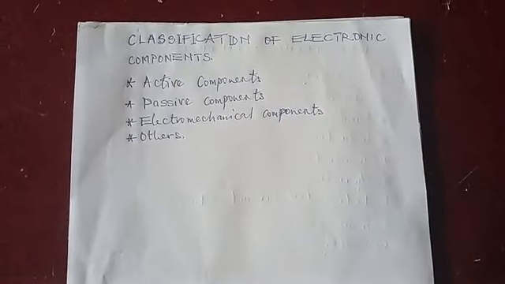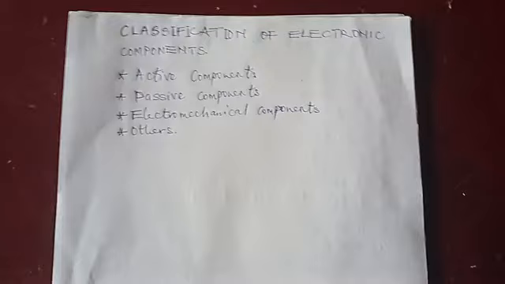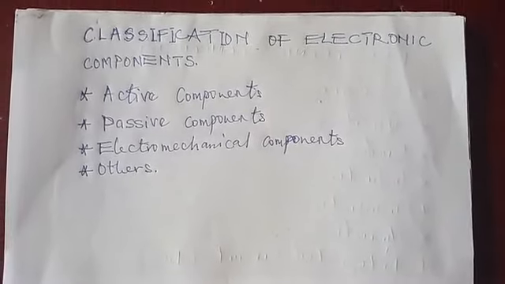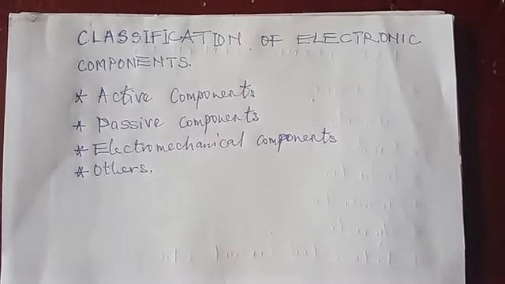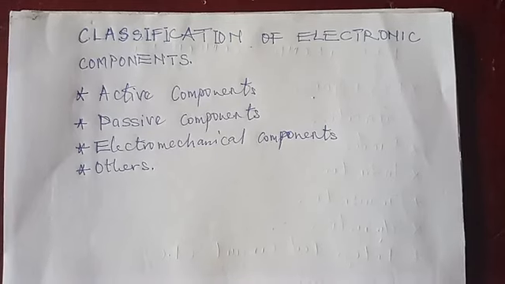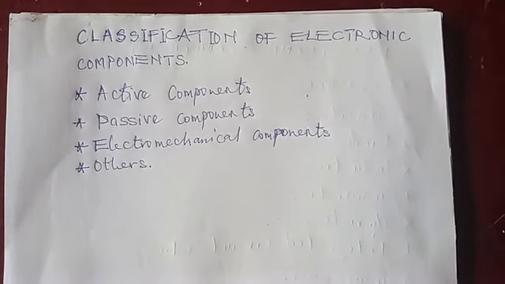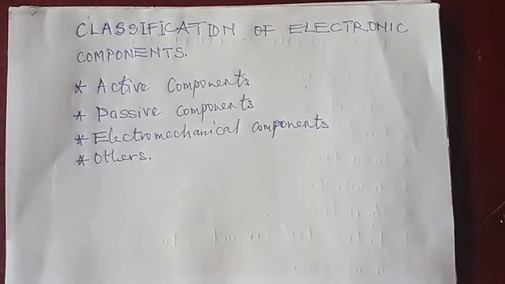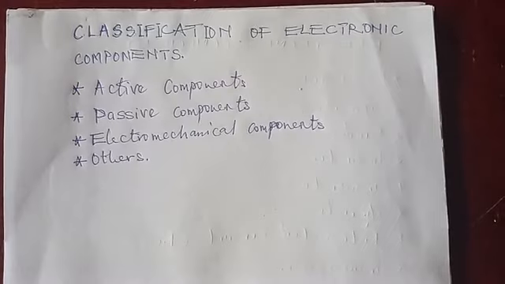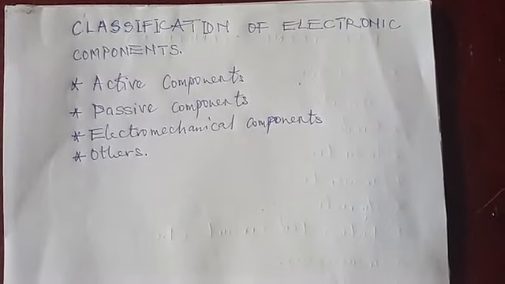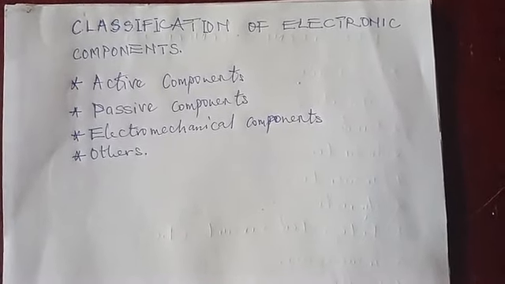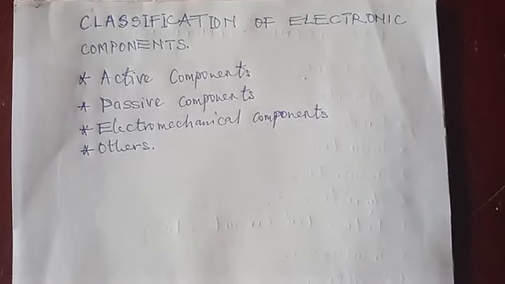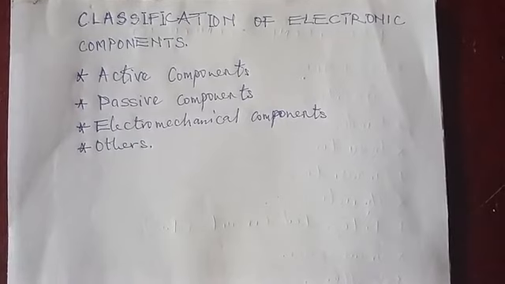Active components. When we say active components, these are the components that require an external source of electrical power to operate. So they require a source of electrical energy before they can perform their function. And what are those functions they perform? One, they control the flow of current. They amplify signals. They can be used as a switching circuit. Also, they generate electrical signals and provide power gain in a circuit. So those are the functions that active components perform.